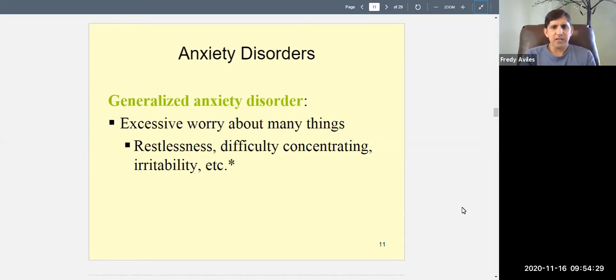Okay. Generalized anxiety disorder is another anxiety disorder. This is a disorder where you worry excessively about many things. You see, when you have a phobia, there's a specific thing you're afraid of. When you have generalized anxiety disorder, everything makes you anxious. It seems like everything. You worry about many things. So you're restless, right? You can't relax. You have difficulty concentrating. You're very grouchy or irritable.